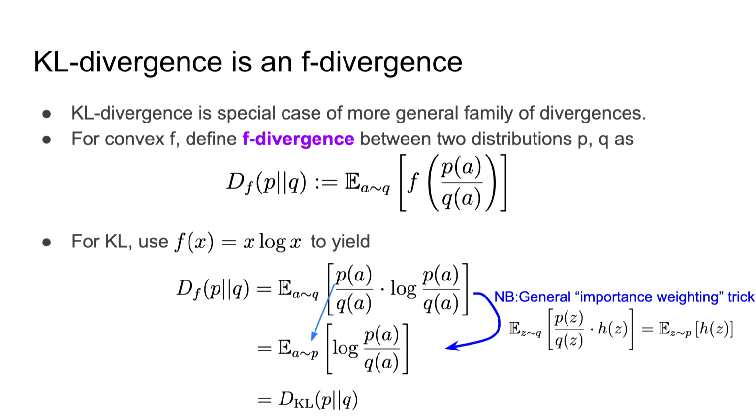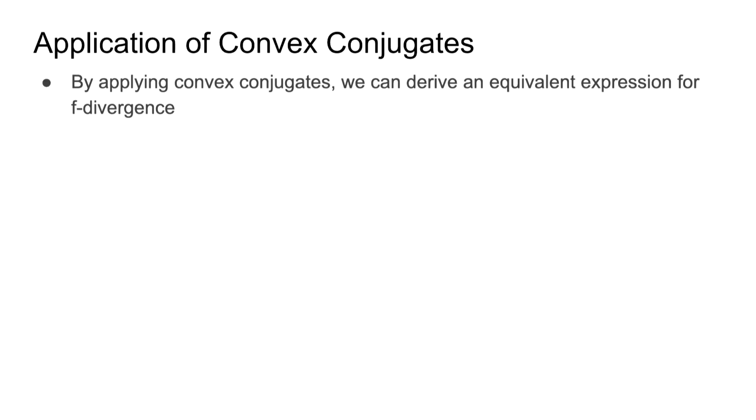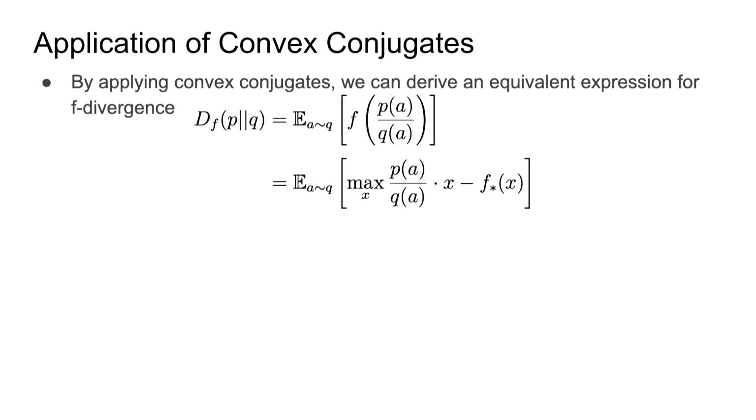OK, but back to the KL divergence. So the KL divergence is an F divergence. And we know for any convex F, we can write it as its conjugate. So we can do this in general, writing an F divergence in terms of its conjugate. Right? So we've taken F and instead written it as an optimization over some x of the density ratio times x minus the conjugate of F applied to x.